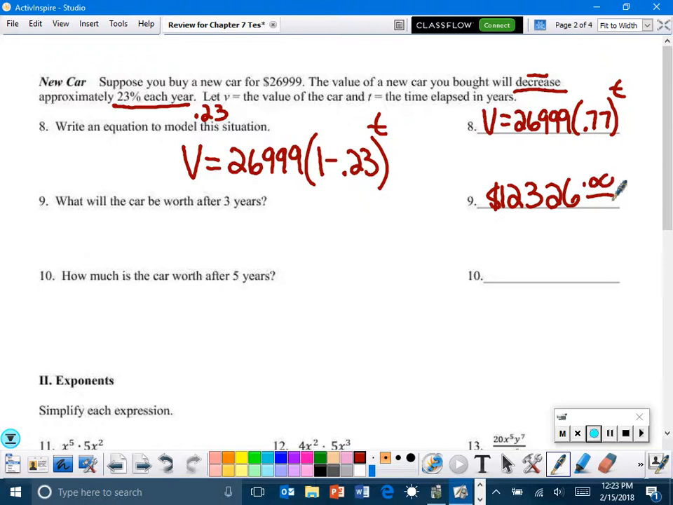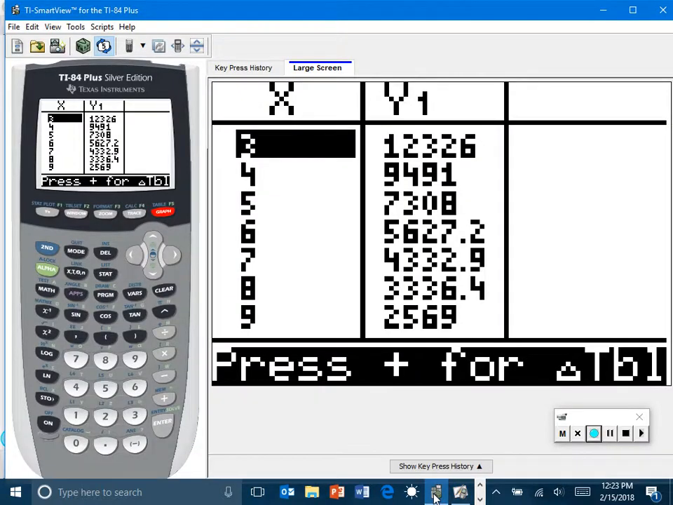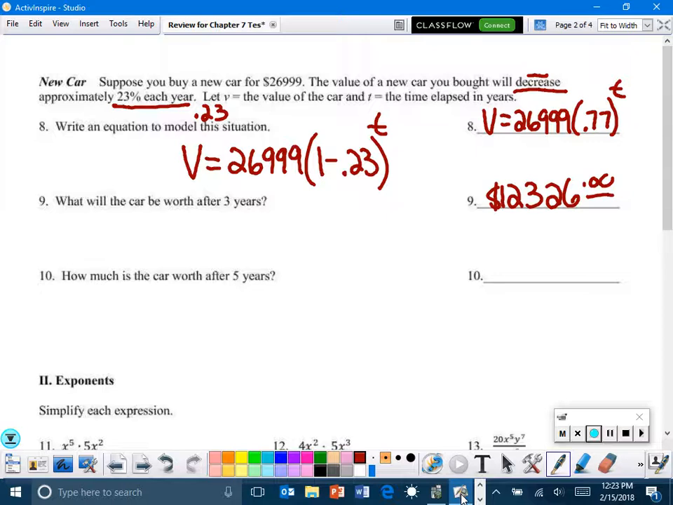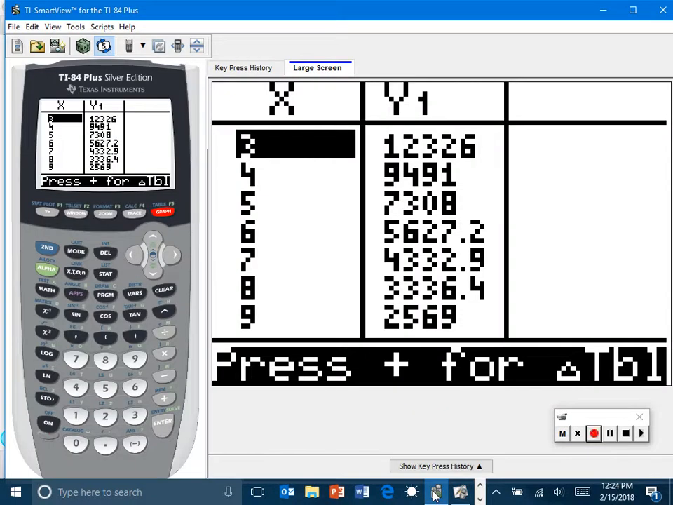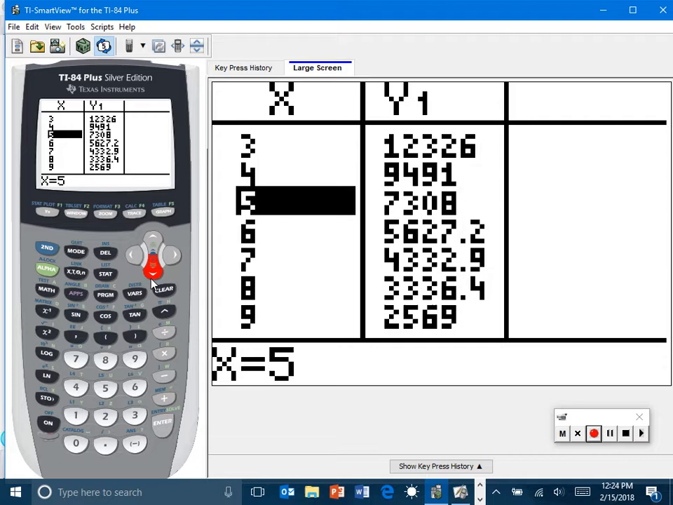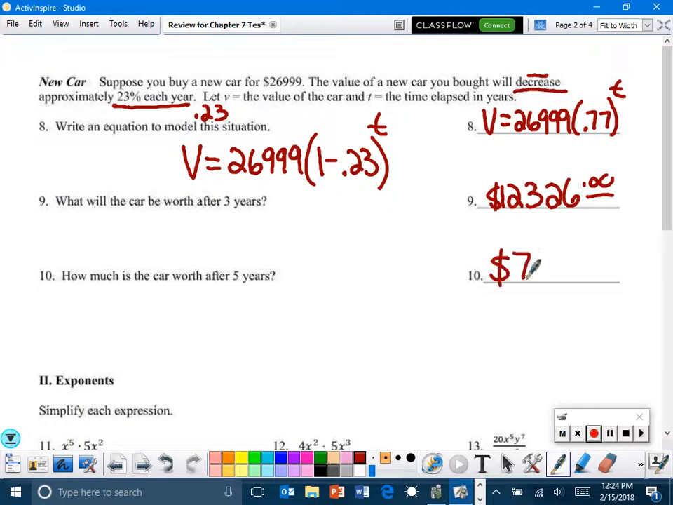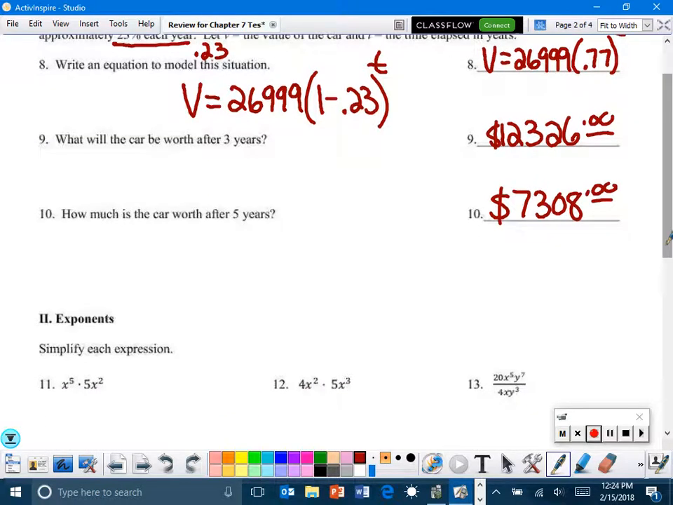$12,326. Okay, let me double check that. Make sure I did that right. $12,326. Okay, number 10, how much is the car worth after 5 years? All right, well, the answer's on our calculator. 5 years, right there, $7,308. All right.